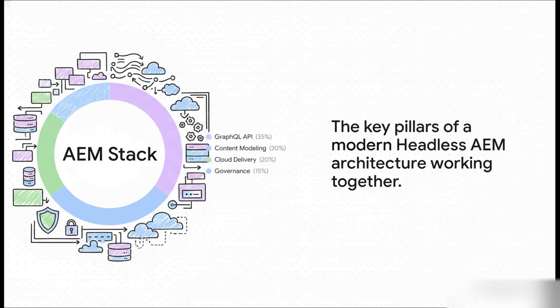So when we put all these pieces together, you can really see the pillars of a modern headless AEM setup. As this chart shows, the biggest chunks of your effort are going to go into smart content modeling and really taking advantage of that GraphQL API. That solid foundation is then supported by rock-solid cloud delivery for performance, and the whole thing is wrapped in that essential layer of governance for control. Every single piece is critical for the whole system to work.